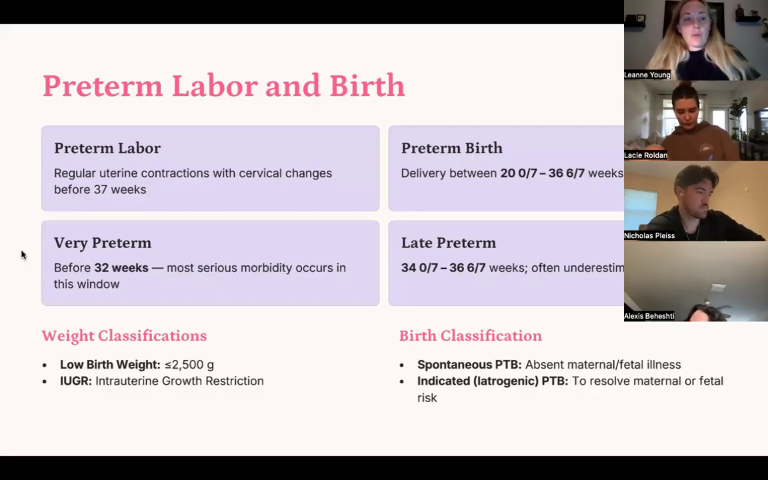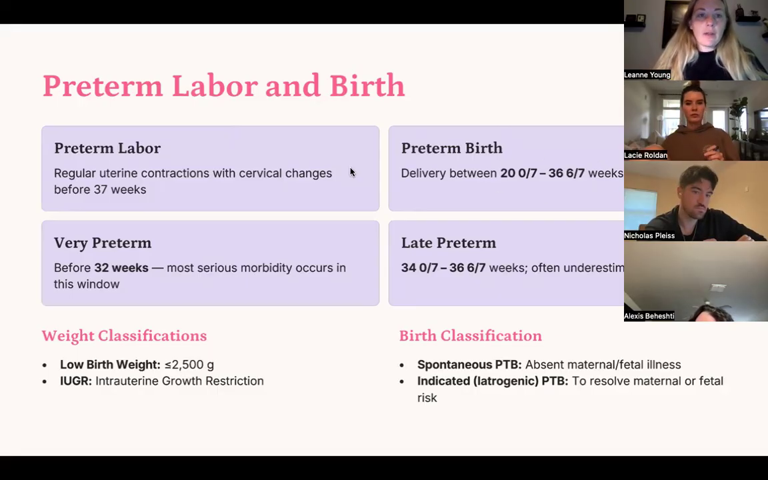All right. So I want you guys to be very familiar with these windows of time. Okay. Because we're going to handle and manage deliveries differently depending on the gestation. So we need to understand what is a very preterm baby, what is a preterm birth, what is a late preterm, because we're going to manage it totally different.